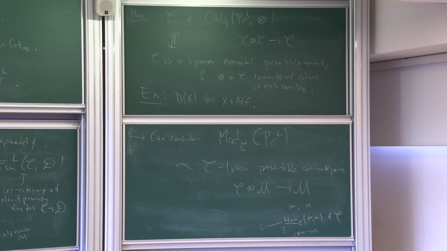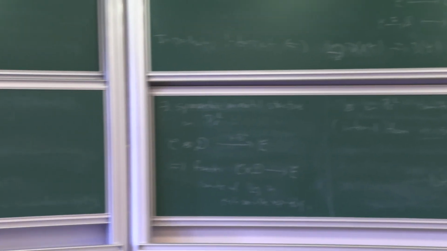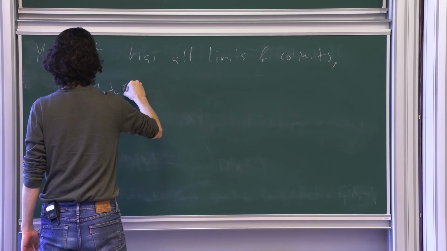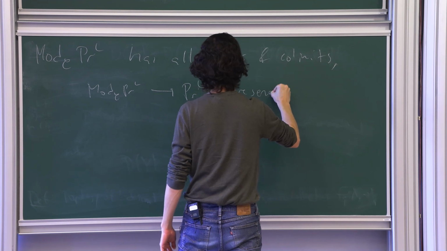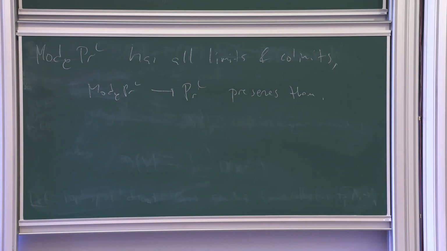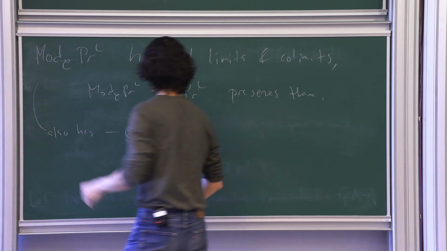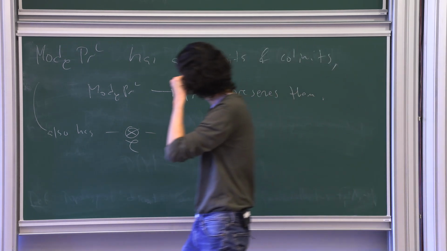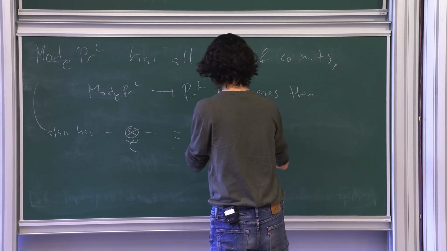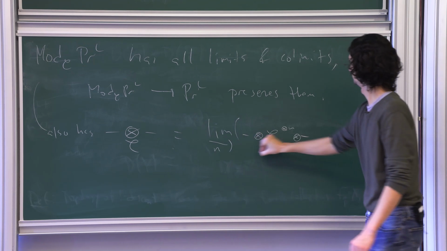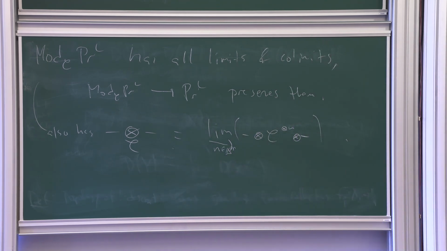Now, I want to continue the story just a little bit. So Mod C in PRL also has all limits and colimits, and the forgetful functor from Mod C in PRL to PRL preserves them. So completely naive, very simple theory. It also has a tensor product, which is a tensor product over C. This is kind of a standard thing, a geometric realization of some standard relative tensor product.